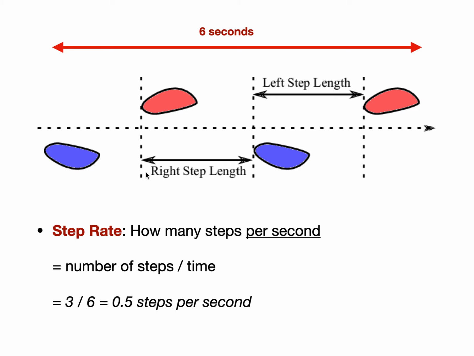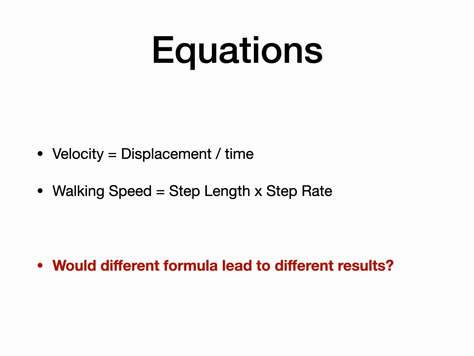So say in this example, he has 3 steps, and he took 3 steps in 6 seconds. So that'll be 3 steps divided by time, which is 6 seconds. That'll be 0.5 steps per second. So this guy can take half a step every second, so he can take 3 steps every 6 seconds. Alright, so that's the equation we're going to use.